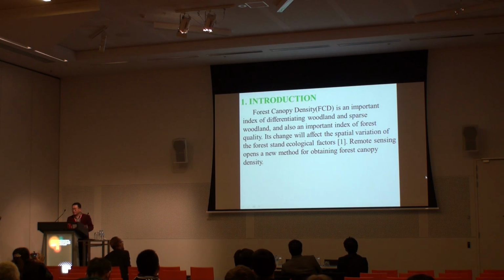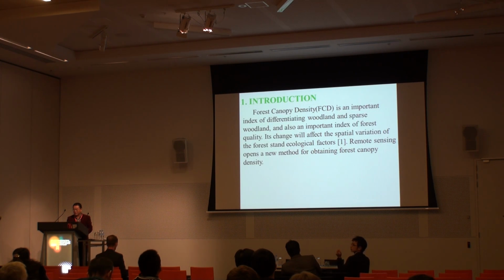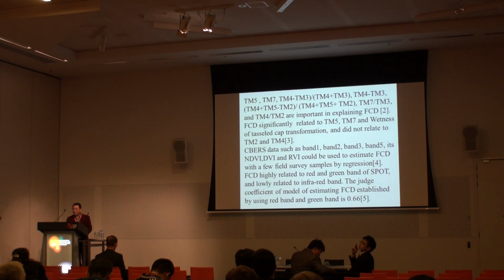Forest canopy density is an important index for differentiating woodland and sparse woodland, and also an important index of forest quality. Its change will affect the spatial variation of forest stand ecological factors. Remote sensing opens a new method for obtaining forest canopy density.